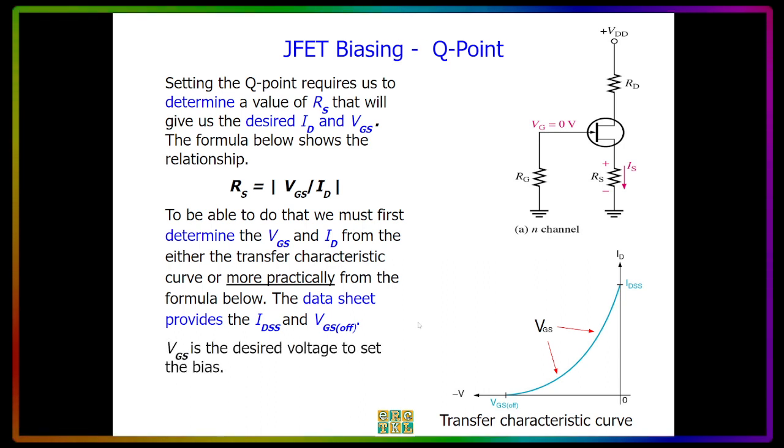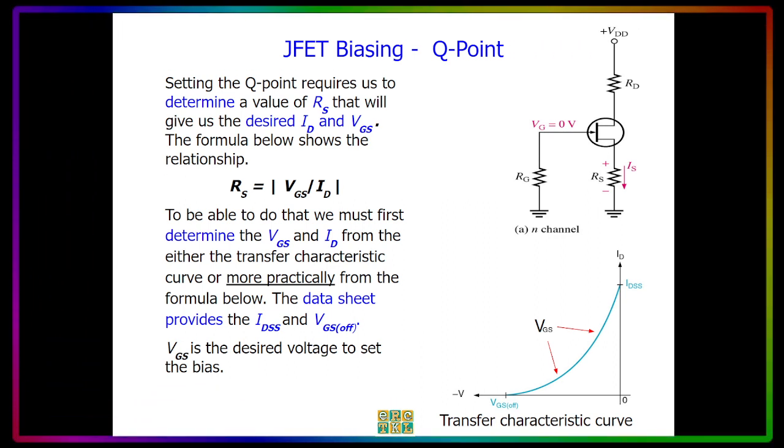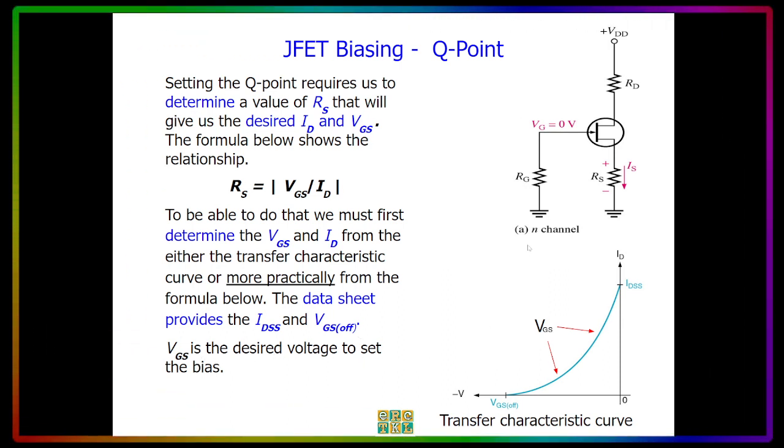The datasheet provides us the IDSS and the VGS off. So if you want to know the IDSS or the VGS off, you can look at the datasheet of the JFET. On the other hand, the VGG is representing the voltage that we desire to set on the JFET biasing that we are doing.